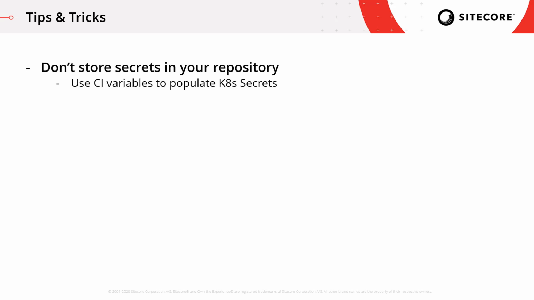Okay, so I just want to finish with some tips and tricks here to get you started. Remember not to store any of your secrets directly in your repository. These should be stored as CI variables, which are then used to populate your Kubernetes secrets. Remember to use Kubernetes namespaces to group resources. I like to think of namespaces here as kind of similar to resource groups in Azure. It's a good way for you to group application elements that have a related lifecycle.